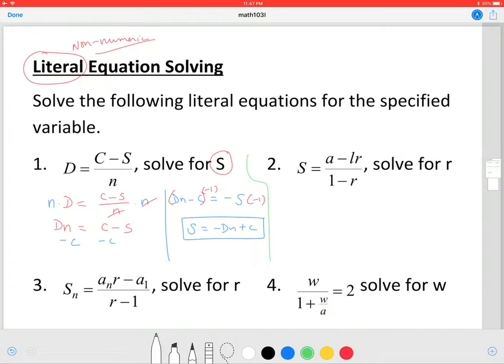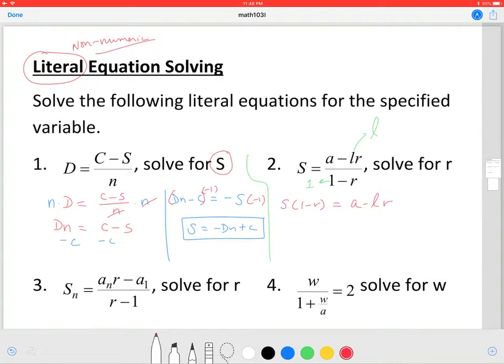Okay, number 2. Again, we have a fraction, and be careful here. We have this letter, which is the letter L. It looks like 1, but it's L, and this here is the number 1. I just want to clarify that. I'm going to multiply both sides of the equation by the denominator, which is 1 minus r. Then it's going to look like s times 1 minus r is equal to, on the right hand side, 1 minus r disappeared. They canceled out. So all I'm going to get is just the numerator part.